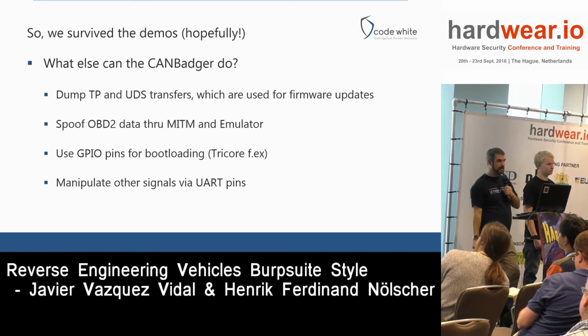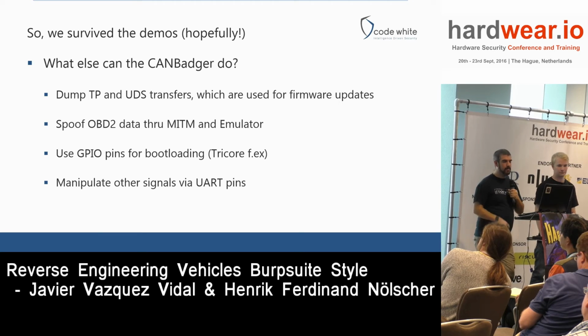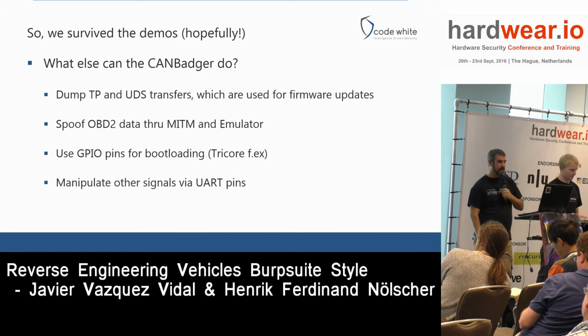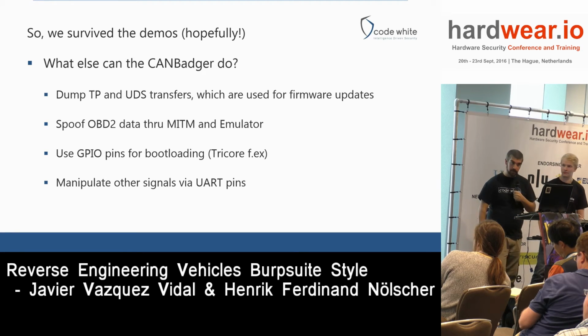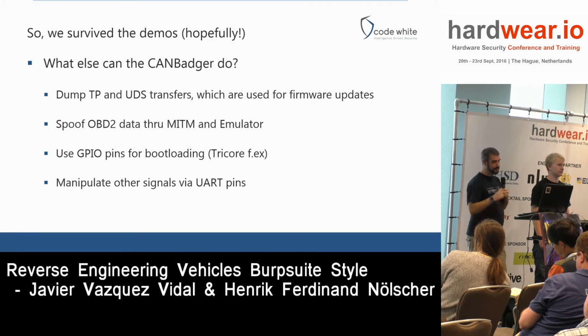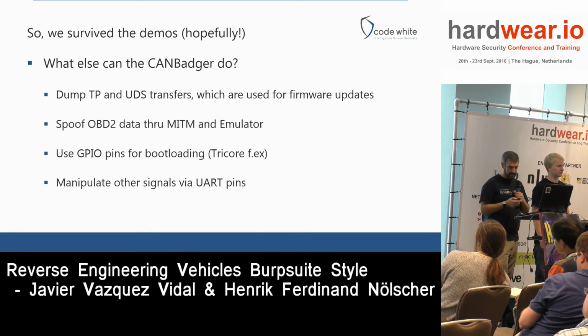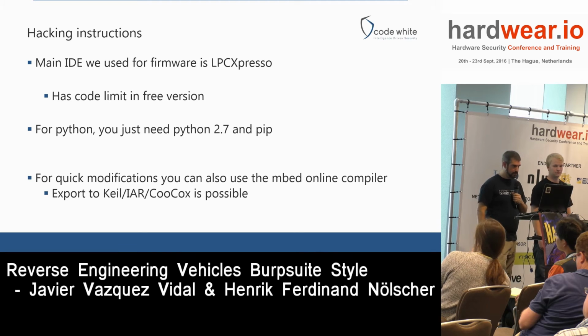So what else can the CanBadger do? Like he was just mentioning, it can dump TP and UDS transfers, which are used for firmware updates. It can spoof OBD data through man in the middle and emulator. We just saw it, but we didn't talk that much about the emulator, so we will do it now. The GPIOs can also be used for bootloading, like in TriCore microcontrollers, and you can manipulate other signals via UART pins.